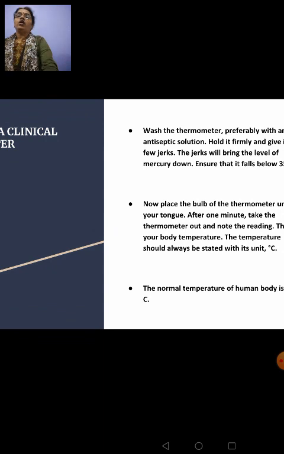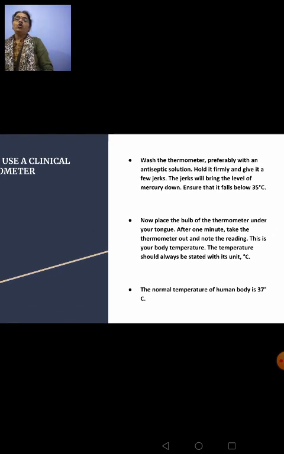see, wash the thermometer preferably with an antiseptic solution. Hold it firmly and give it a few jerks. The jerks will bring the level of mercury down. Ensure that it falls below 35 degrees C. I told you just now. You should wash the thermometer preferably with an antiseptic solution in order to remove the germs present in that. And then you have to hold it firmly and give it a few jerks. Why are you giving jerks? So that the mercury level will fall below 35 degrees Celsius.